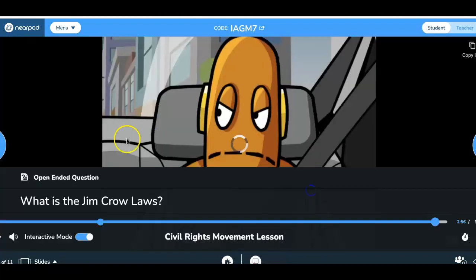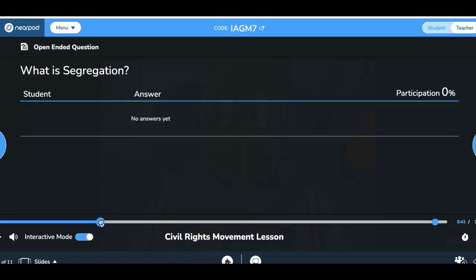And then this is a video I found on YouTube. It's a BrainPOP video on the Jim Crow laws and segregation. It's basically about the beginning of the civil rights movement. And I added these 2 blue dots right here. As the video goes on, it'll stop at this blue dot, and it'll ask, what is segregation?